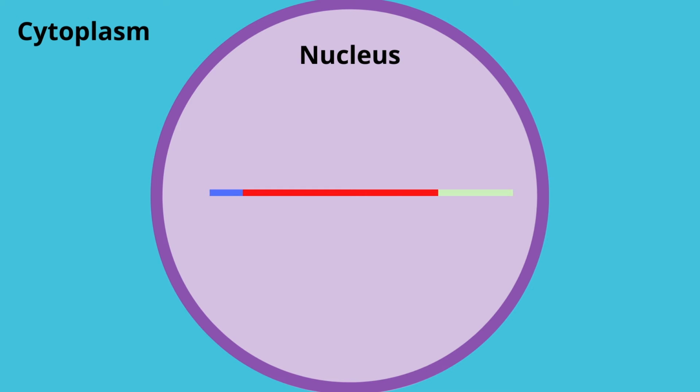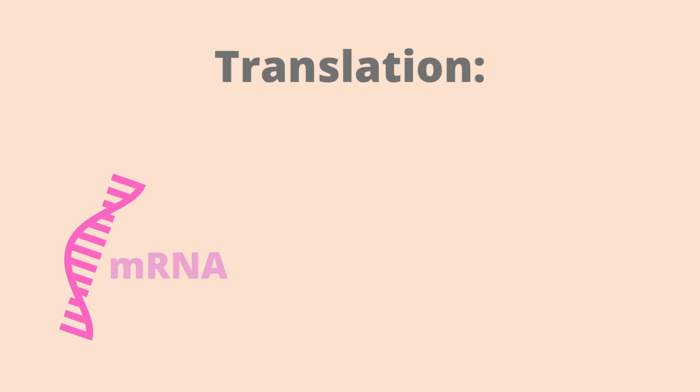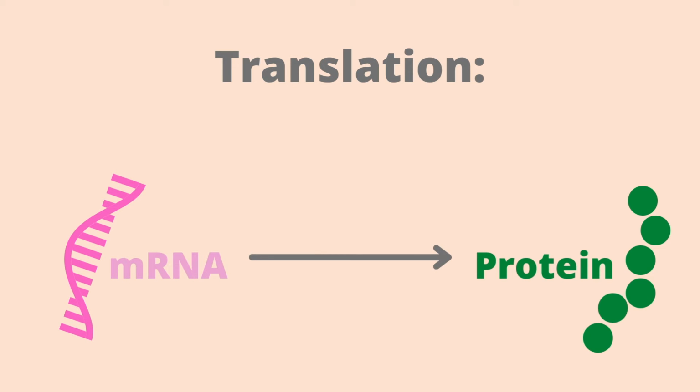After all of these steps and modifications, the mRNA is finally ready to leave the nucleus and is called the mRNA transcript. The steps of translation will be explained next. Now that transcription is complete, translation will turn this mRNA transcript into a protein.